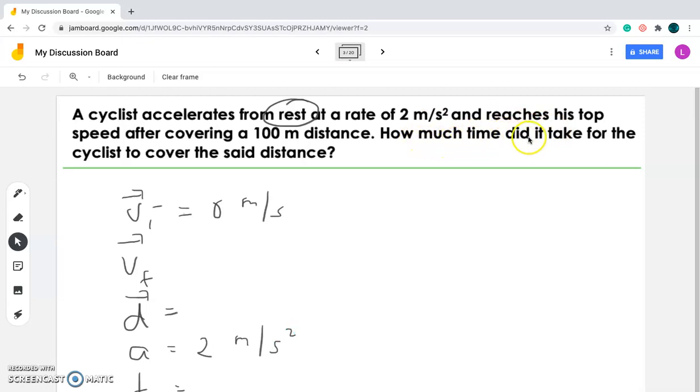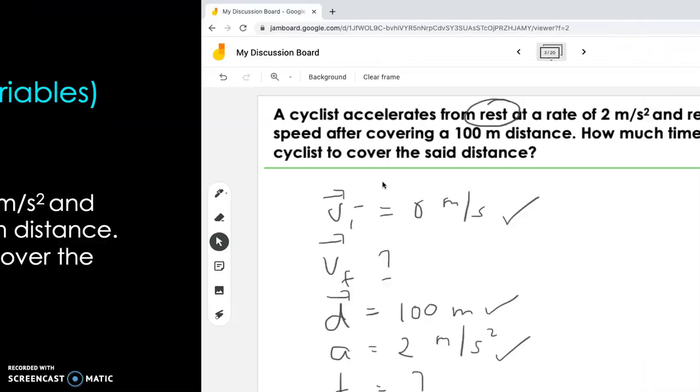Going forward, he reaches his top speed, that we don't know, after covering a 100-meter distance. For now, we would assume straight line motion because we're talking about one-dimensional kinematics. So this distance, which is 100 meters, we can assume is the displacement in the problem, okay? And the next, how much time did it take for the cyclist to cover the said distance? So no more given, okay? The only given variables that we have are initial velocity, displacement, and acceleration, okay? And what about final velocity and time? What are they if they are not the given variables? We'll learn that in the next video.